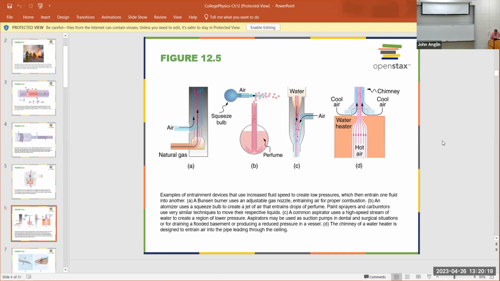So we use a lot of different things, use this kind of principle of creating a Venturi. One of them is this idea, this is an old perfume bottle, right? So this is also, if you have like a spray bottle, Windex or something, it works the same way. You have some fluid, you have a tube, and you have some sort of piston, some sort of squeeze bulb.